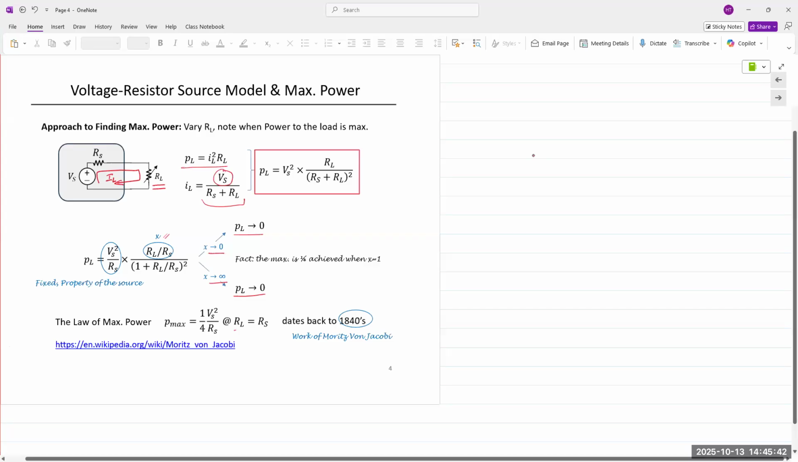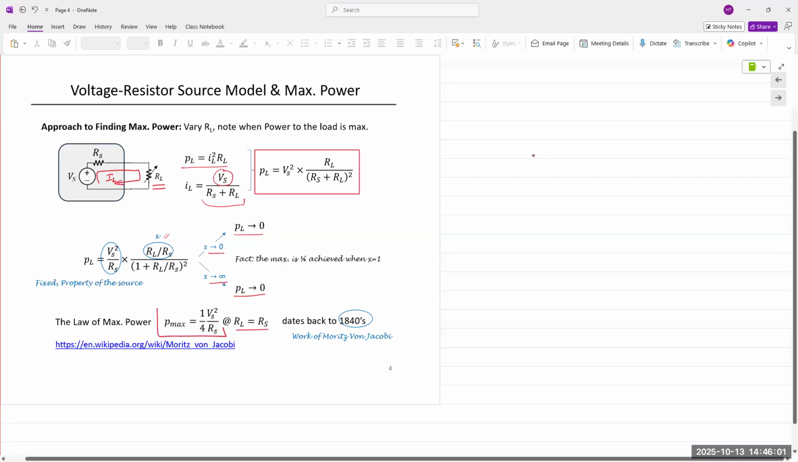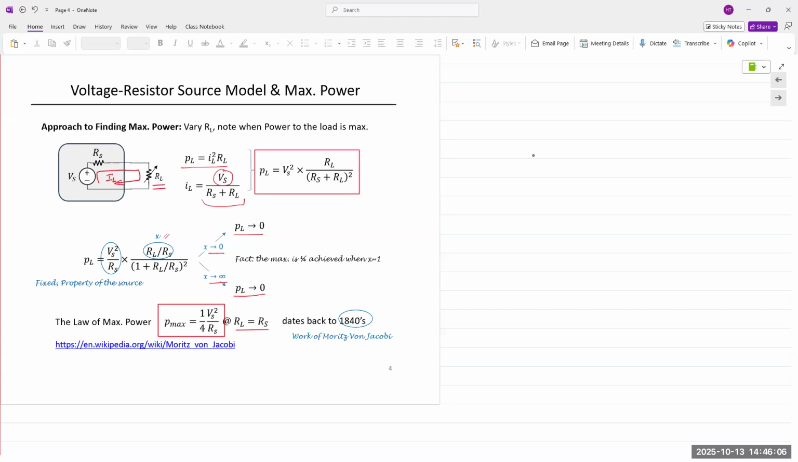It turns out that maximum power is transferred when the load resistance matches the source resistance. So RL must equal Rs. And the equation for maximum power is given by this equation. This is based on the work of Moritz von Jacobi. Essentially, it states that in order for maximum power to be transferred from the source to the load, the load resistance must match the source resistance.